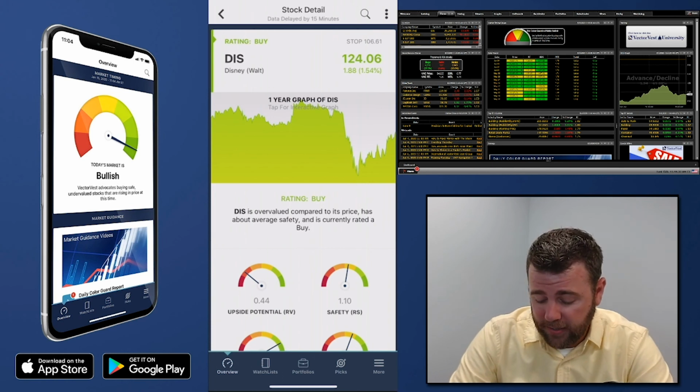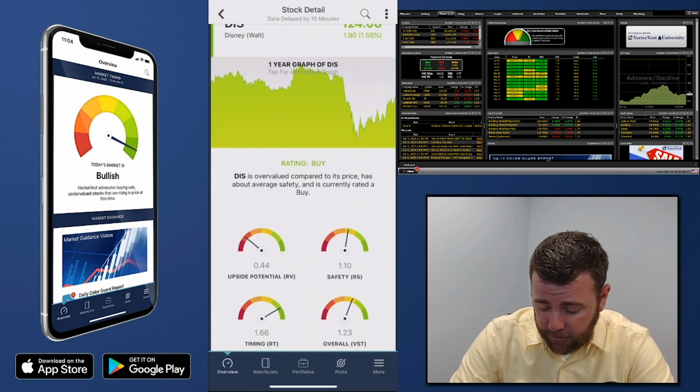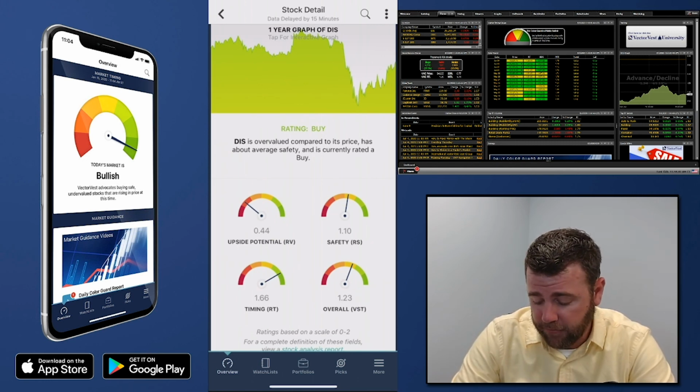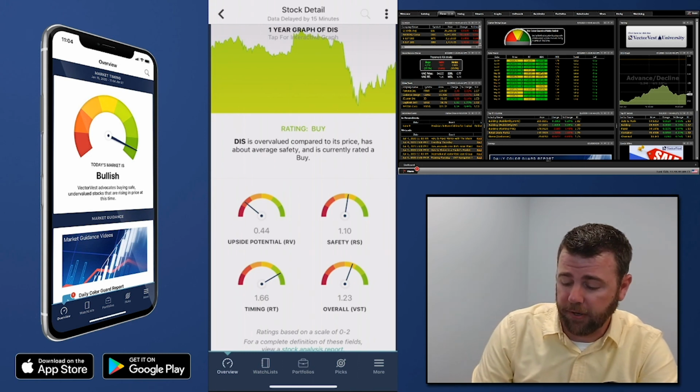All right, so looking at Disney. Disney, poor long-term potential, a little bit better than average risk associated with it, though. Really nice, strong momentum, getting a nice bounce off of those lows. Overall, the stock is favorable here.